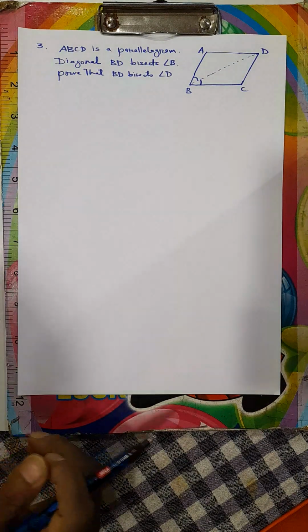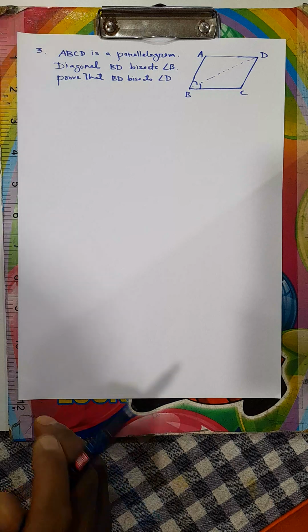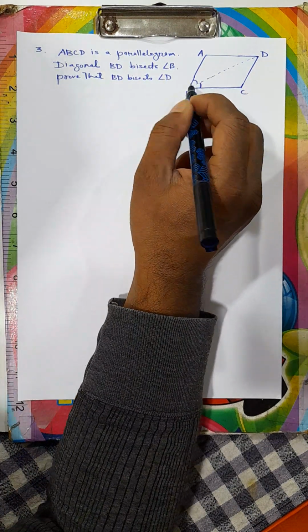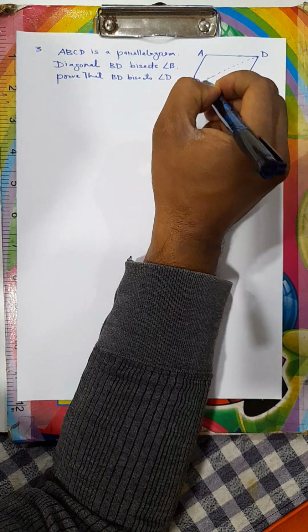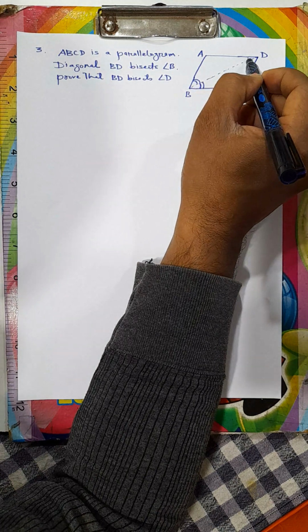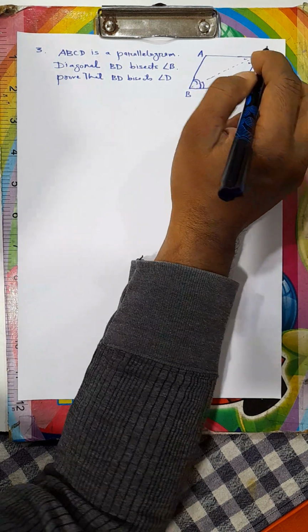Now we are coming to question number 3 here. ABCD is a parallelogram. Diagonal BD bisects angle B. That means these two angles are equal. Prove that BD bisects angle D. That means these two angles are equal. We have to prove.